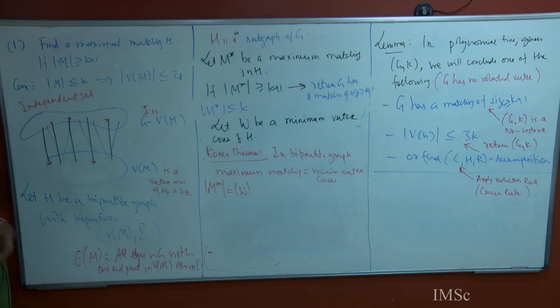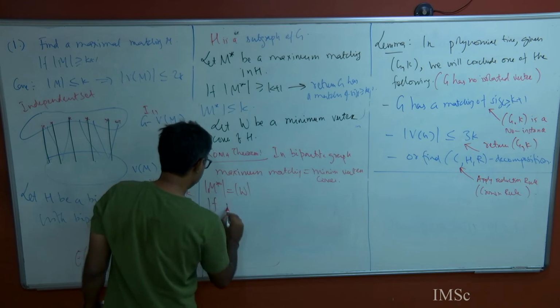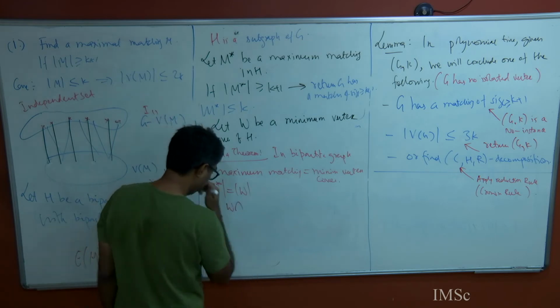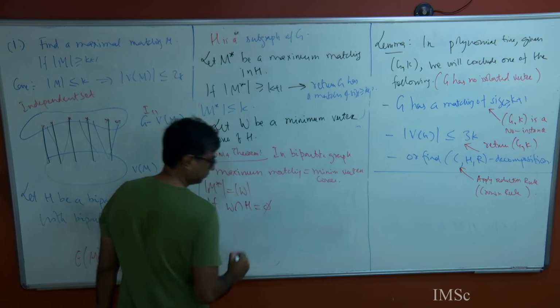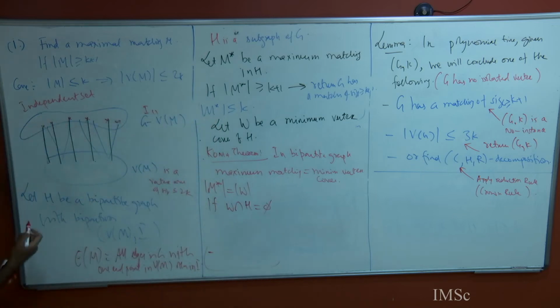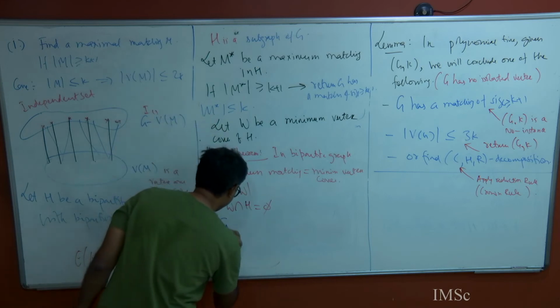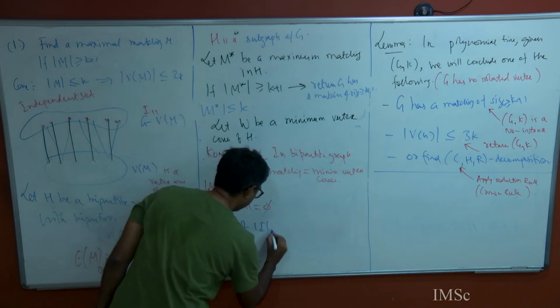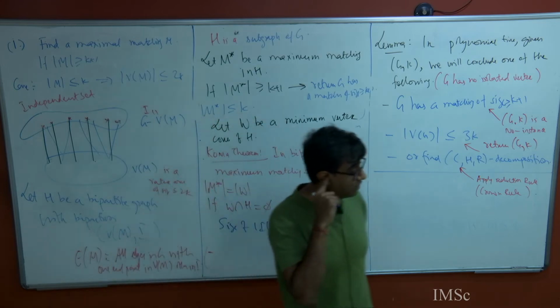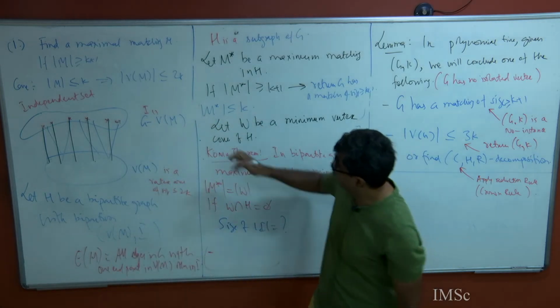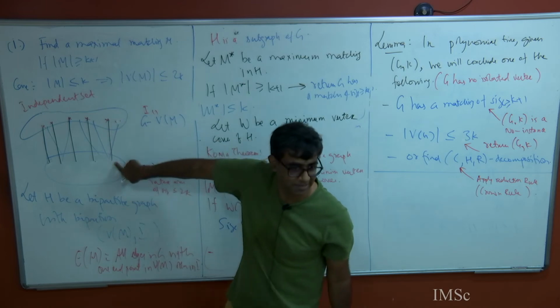So, I want to have one easy situation first. Suppose everyone is here, no, here, here. If W intersection H is empty, it could be the case, right? Then what is the size of I? What is the size of I? It is at most k, because there is no isolated vertex, so every vertex has at least one edge incident to it.